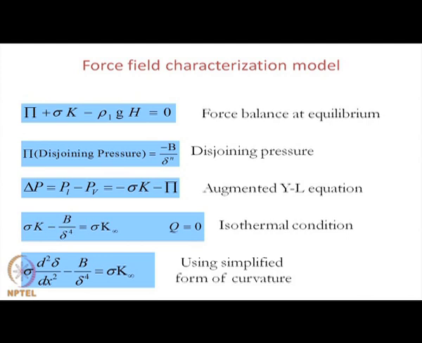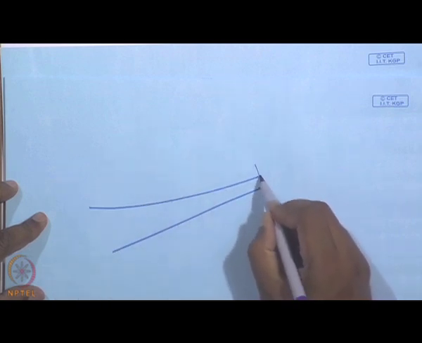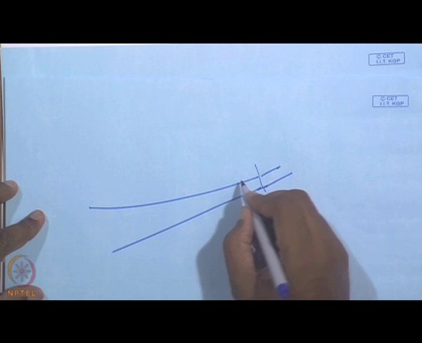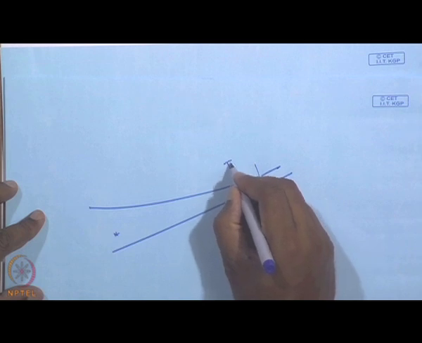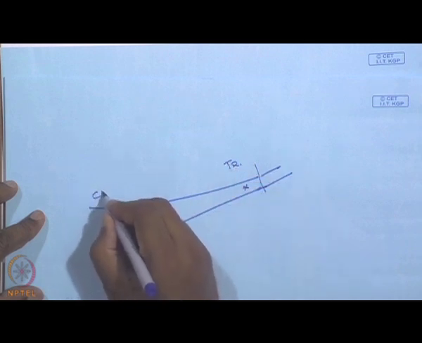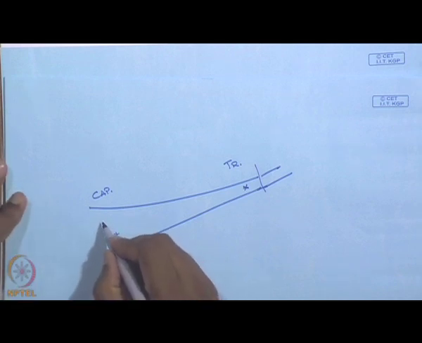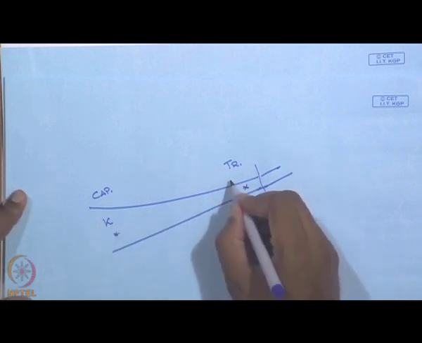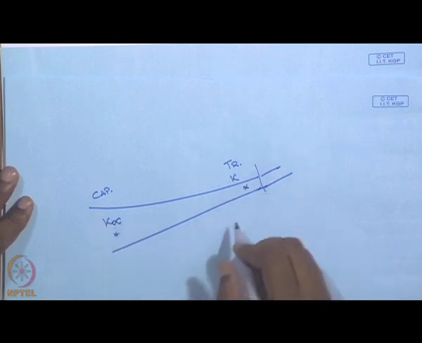If I have a thin film, let us say this is the inclined surface, I have a film, and from here onwards it is the adsorbed film. So, I am going to pick 2 points, one in the transition region and one in the capillary region. Let us say the transition region curvature is k and the capillary region curvature is called k infinity.